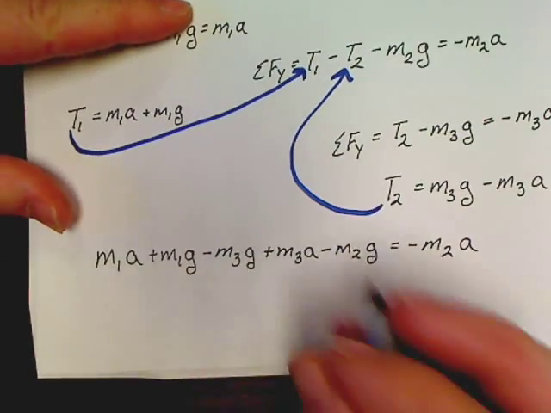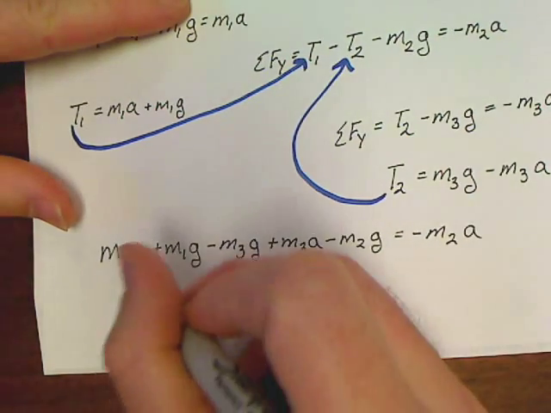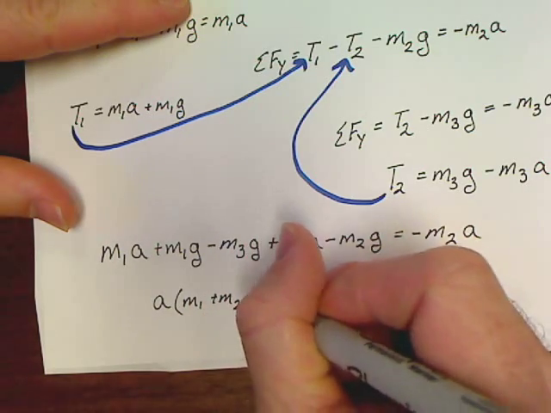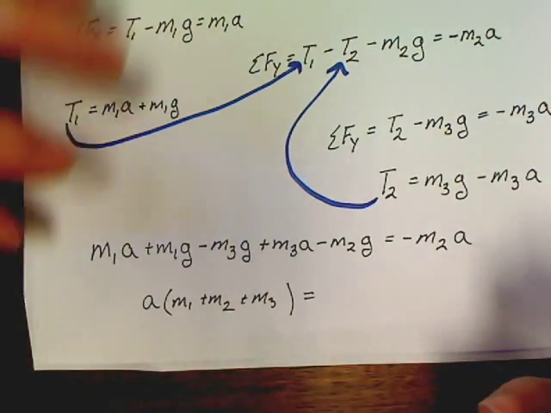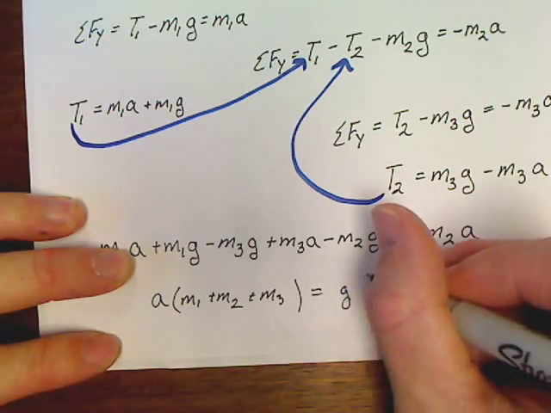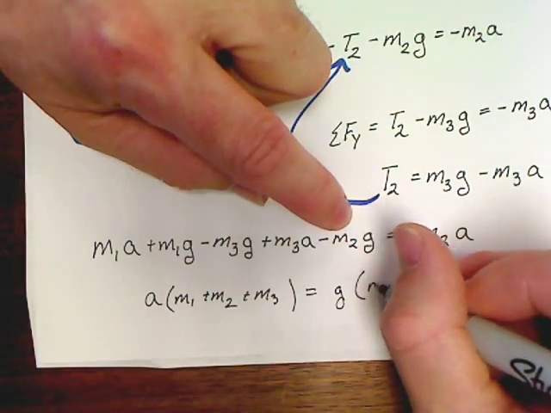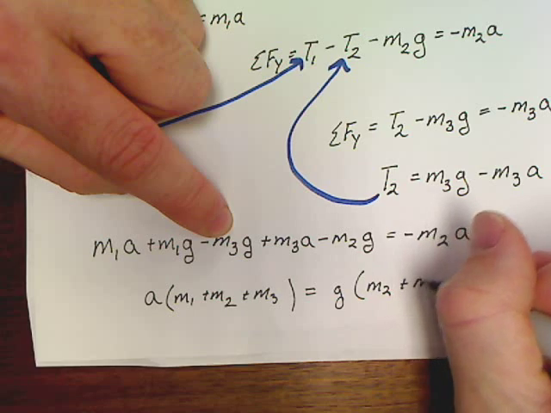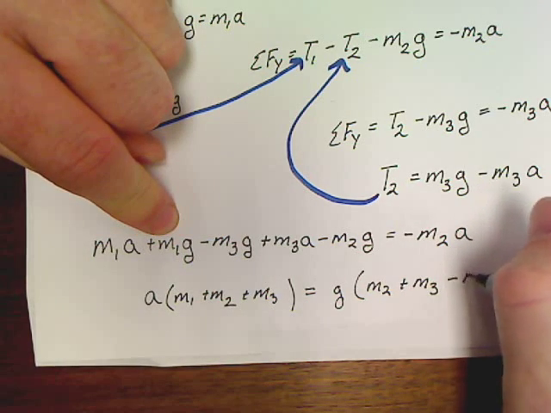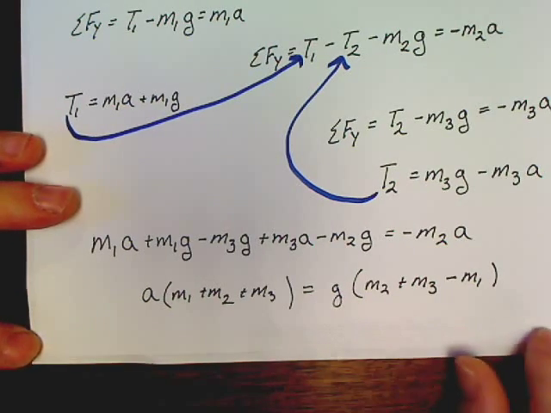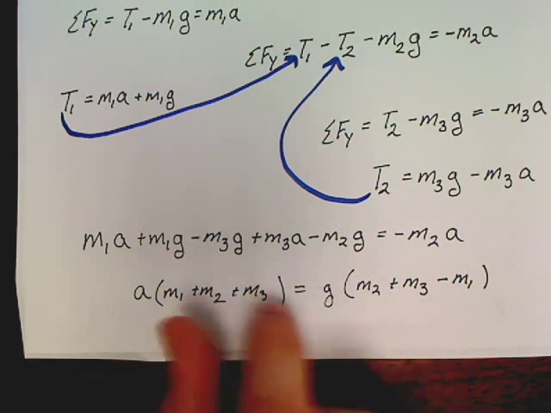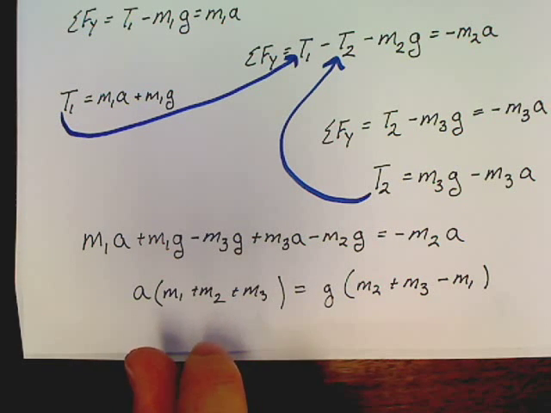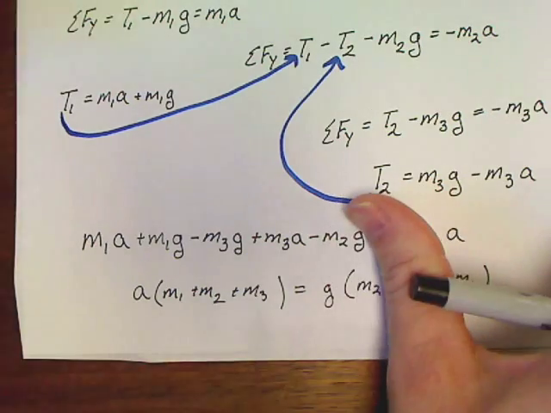And what you're going to do, everything with an A comes to this side. And you're going to end up, when you do your algebra, you're going to end up with A times M1 plus M2 plus M3. The other side, there will be a G that will factor out. And on the other side, it looks like there will be M2, let's see, plus M3, and then minus M1. And this is the way the other side will end up looking. You can plug in your numbers and get your answers. And the answers, if you go back and watch at the beginning of the video, the answers are in there. At this point, all you got to do is substitute numbers.